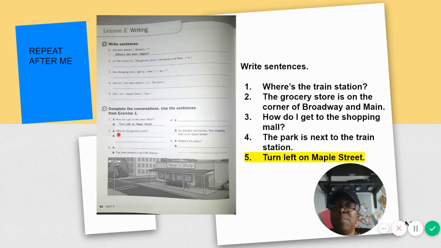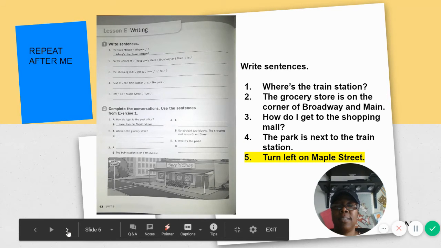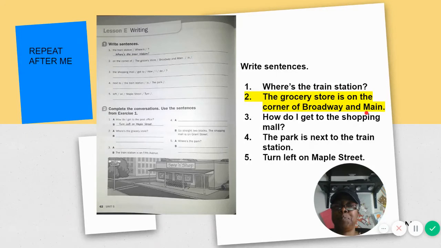All right, let's go to exercise B, or number 2, I'm sorry. Where's the grocery store? Repeat after me. Where's the grocery store? And the answer to that question is the grocery store is on the corner of Broadway and Main. Repeat after me. The grocery store is on the corner of Broadway and Main.